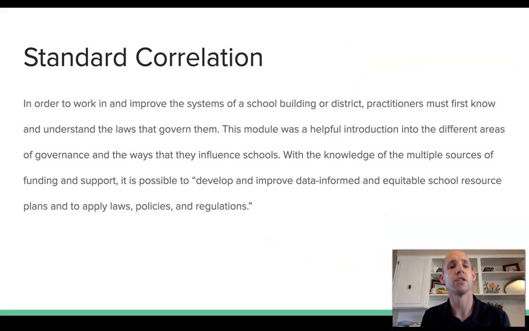My standard correlation is here. In order to work in and improve systems of school building or district, practitioners must first know and understand the laws that govern them. This module was a helpful introduction into the different areas of governance and ways that they influence schools. With the knowledge of the multiple sources of funding and support, it's possible to develop and improve data-informed and equitable school resource plans to apply laws, policies, and regulations.